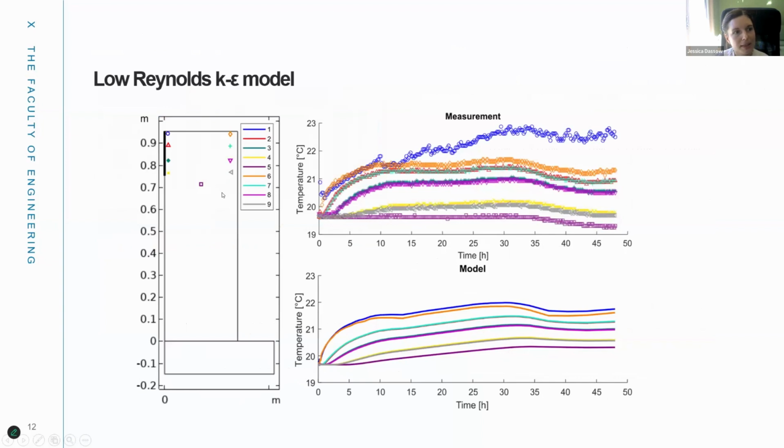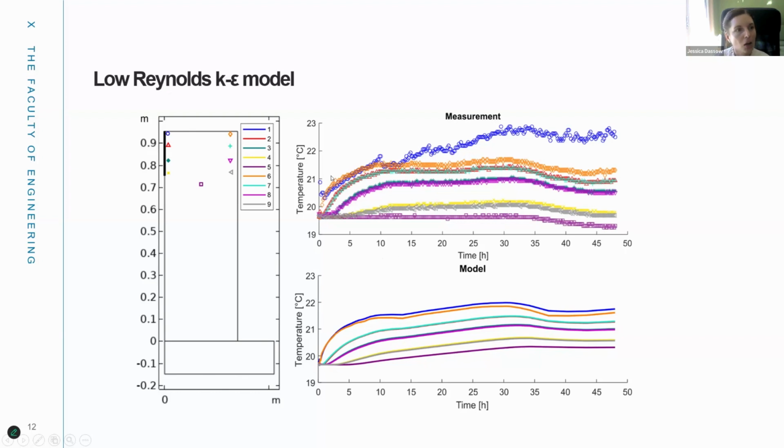When we put all these adjustments into our model, then we can see that the low Reynolds one performed quite well in the final results. So we can see that our measurements match our model fairly well. There's still a larger impact from the outside air, but that's okay for now.